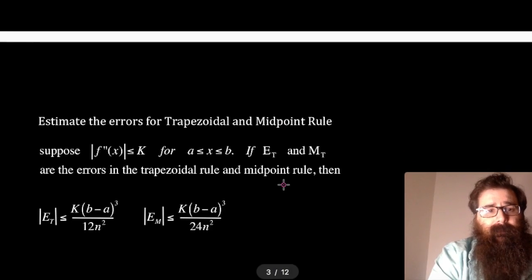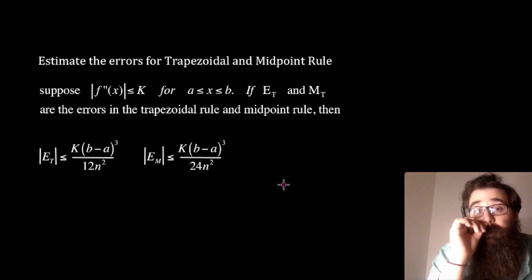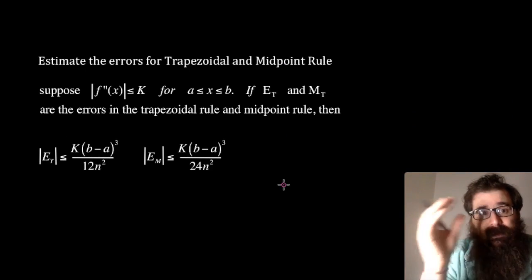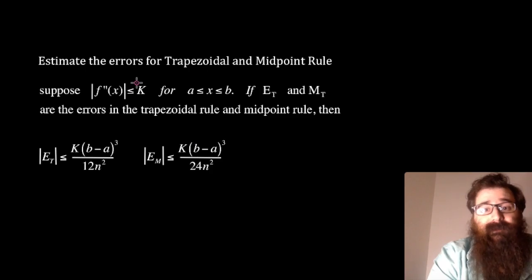Let's move on to talk about estimating errors for trapezoidal and midpoint rule. There is error that we can estimate for Simpson's rule, but we're not going to take a look at that together. But we will take a look at trapezoidal rule and midpoint rule. We have the following. We say, suppose the absolute value of f double prime of x is less than or equal to k on the interval from a to b on x. If capital E sub t and capital M sub t are the errors in the trapezoidal rule and midpoint rule respectively.